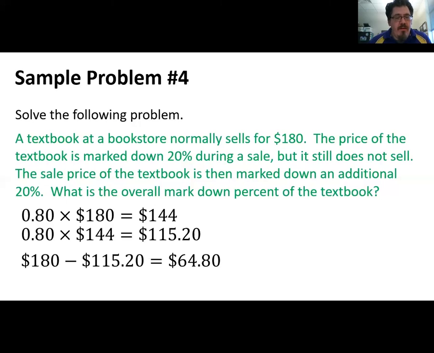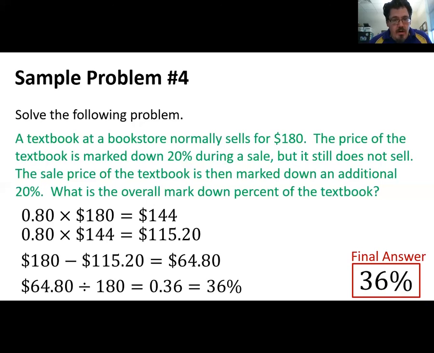Now, we want to figure out what percent of that original amount is the $64.80. So we're going to divide. Take 64.80 divided by 180, and that gets us 0.36. Convert that to a percent, it's a 36% markdown. So the amount they took off when all was said and done happened to be 36% of the original amount. And that's the overall markdown that occurred. And so like I said, when we started this problem, it wasn't just 40%. It is a little less than that. It's actually a 36% markdown when all said and done.